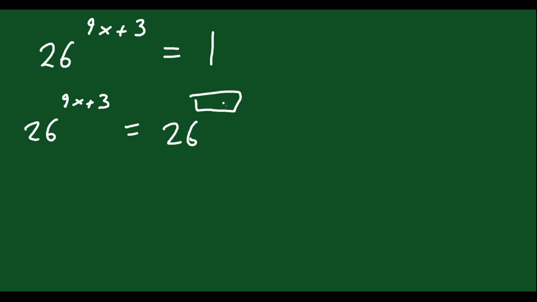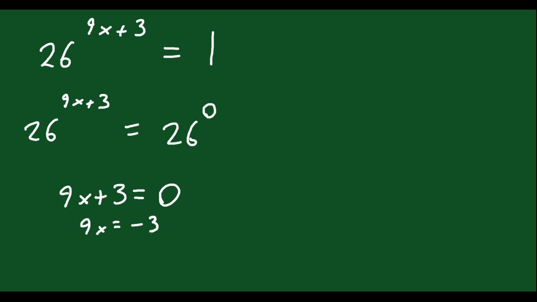So what exponent would I put on the right-hand side to make this whole right side equal 1? 26 to the what equals 1? The answer is 0. Any number to the 0 is equal to 1. So if 26 to the exponent 9x plus 3 equals 26 to the 0, then 9x plus 3 must equal 0. Then just solve for x. Bring the 3 to the other side. 9x equals negative 3. Divide both sides by 9. x equals negative a third. And that's your answer.